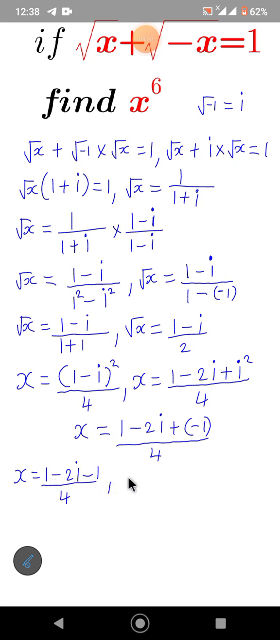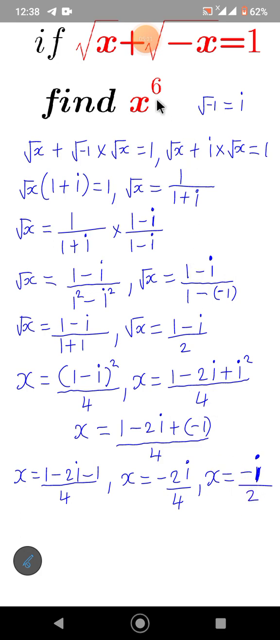Now, x again will be equal to, now we have 1 minus 1, that's what? 0. So we are left with minus 2i. So here will be minus 2i all over 4. Now 2 can also divide 4. So we can still say that x is equal to minus i all over 2. So we have gotten x as what? Minus i all over 2.